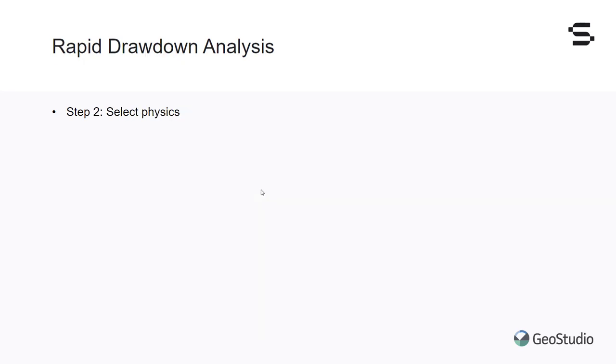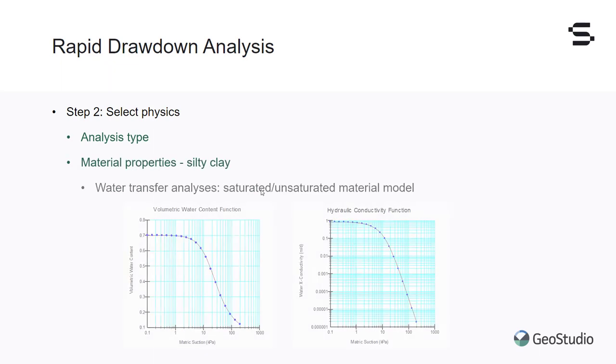The second step is to select the appropriate physics. In GeoStudio, this involves two sub-steps, the first of which is to select the desired analysis type. For example, in SeepW, do we want to simulate steady state or transient conditions? The second sub-step is to define our material properties. In this problem, the embankment dam is comprised of a silty clay material.